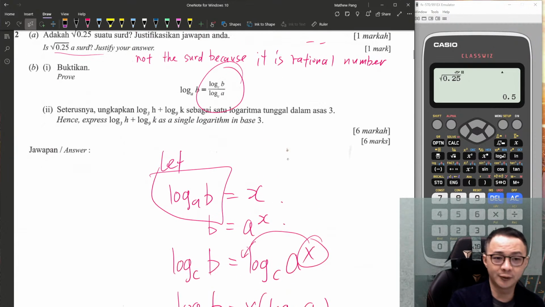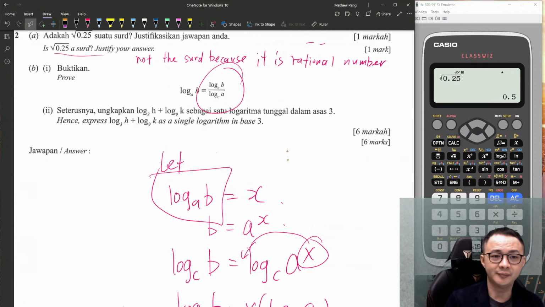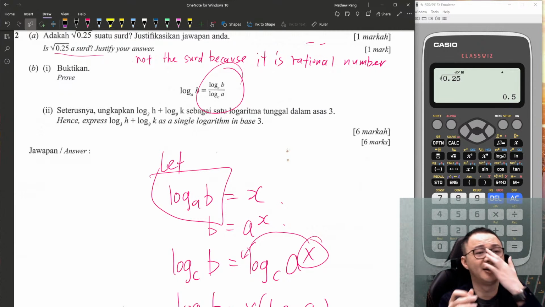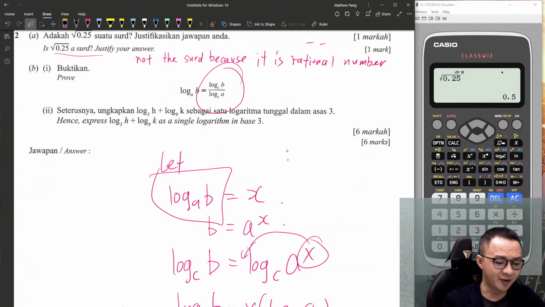Okay, so I remember differentiation, integration, and calculus in section C being a bit weird. Because right now they actually rearranged the topics and chapters a little bit. This is a new SPM syllabus, so this is what it is. So hence express this one as a single logarithm in base 3.